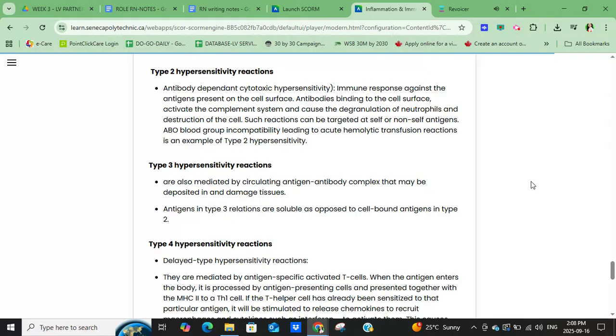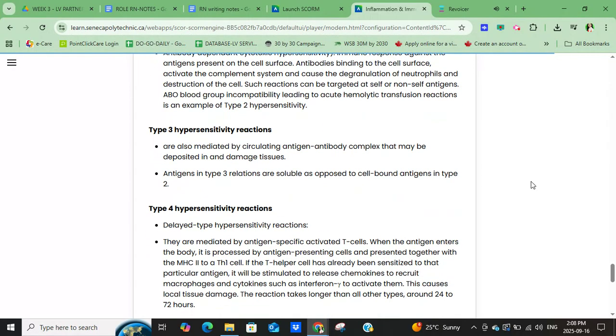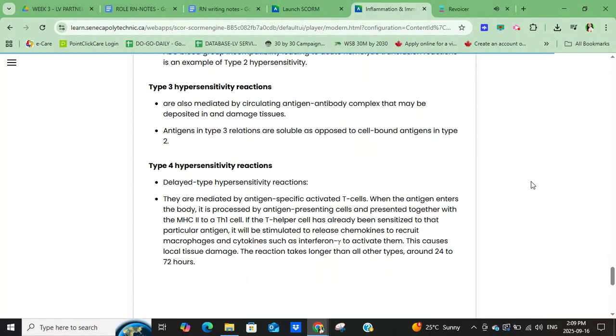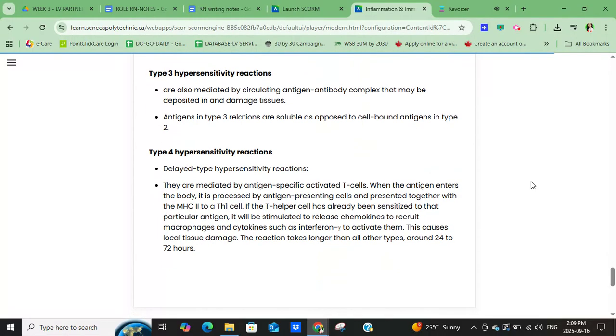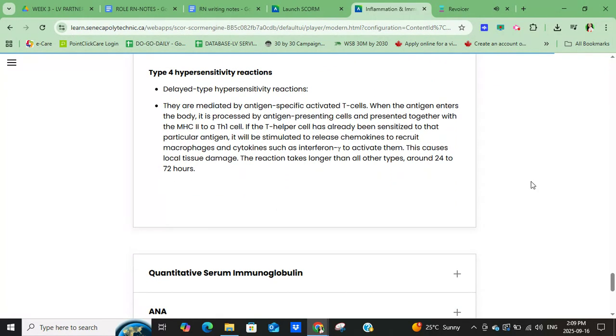Type 4 hypersensitivity reactions. Delayed type hypersensitivity reactions. They are mediated by antigen-specific activated T cells. When the antigen enters the body, it is processed by antigen-presenting cells and presented together with the MHC2 to a Th1 cell. If the T helper cell has already been sensitized to that particular antigen, it will be stimulated to release chemokines to recruit macrophages and cytokines, such as interferon gamma, to activate them. This causes local tissue damage. The reaction takes longer than all other types, around 24 to 72 hours.